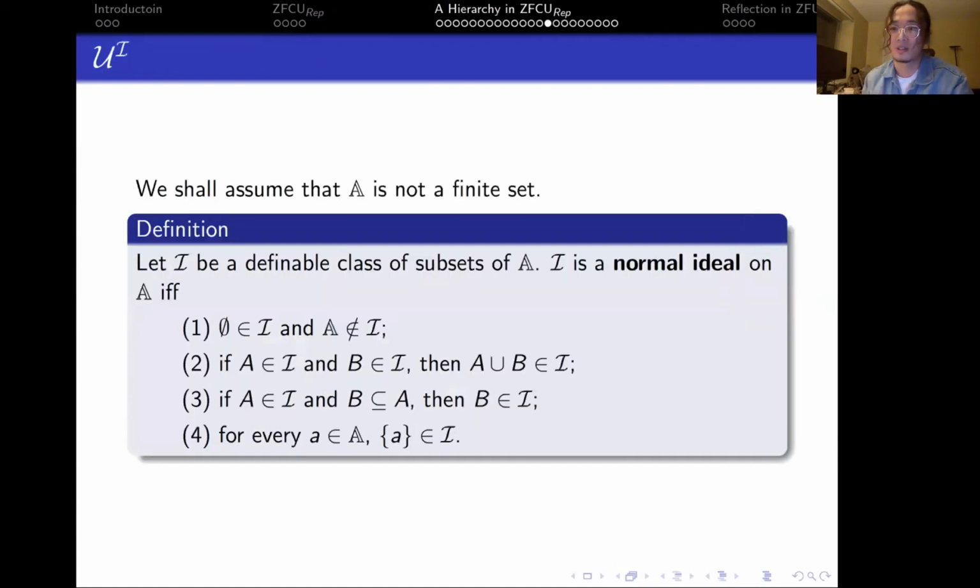So from now we always assume that A is not a finite set. So let I be a definable class of subsets of A. We say I is a normal ideal just in case it's an ideal and it contains all the singletons. But in most of the cases, we're interested in A being an infinite set. This is the definition of normal ideal. Basically, it picks out a bunch of small subsets of A.